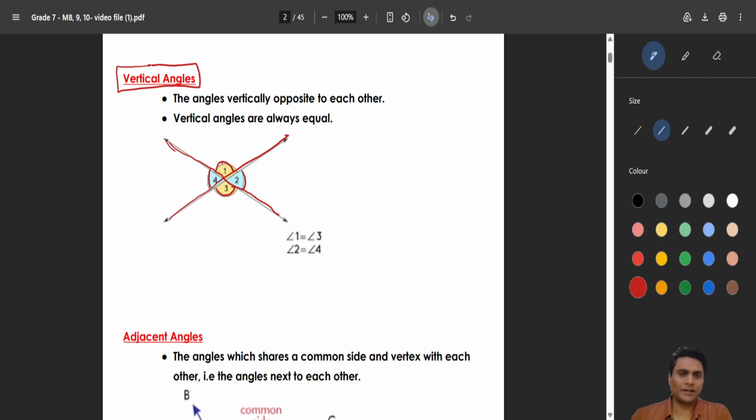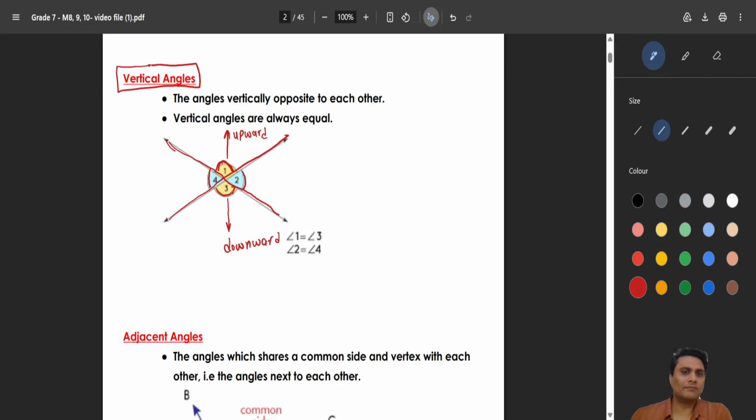How? Check angle number 1. What is the direction of the angle 1? Here, upward. Correct? And check angle 3. It is opening up downwards. So these two are exactly opposite to each other, right? One going upward and the other one going downward. They are exactly opposite to each other, correct?